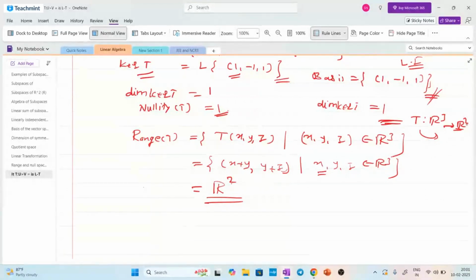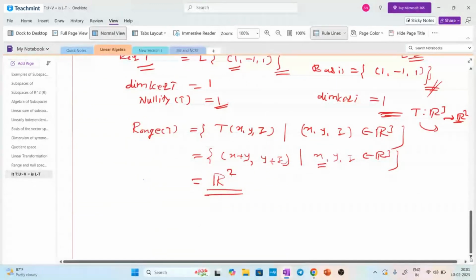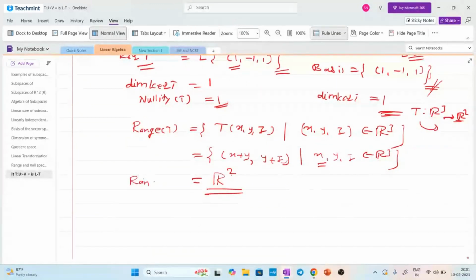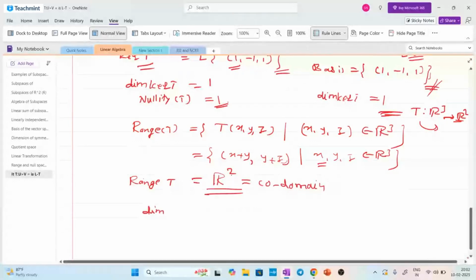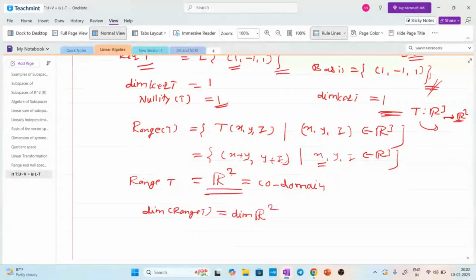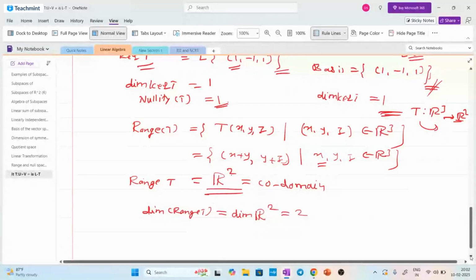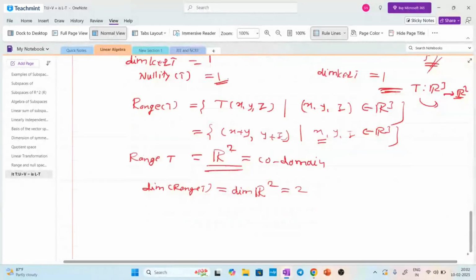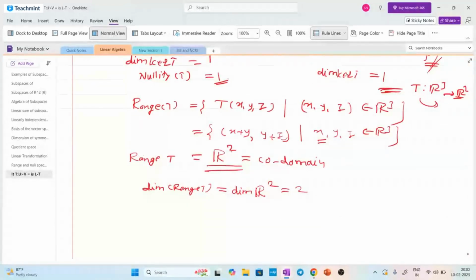Now what happened is these two are equal: the range of T is equal to R2. That is, this is the codomain, R2. Therefore, the dimension of the range of T is equal to the dimension of R2. But the dimension of R2 is already 2. Therefore, the dimension of the range of T is equal to 2.